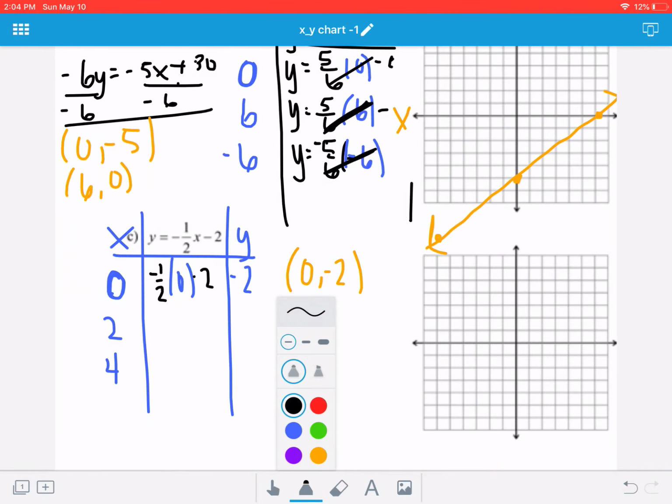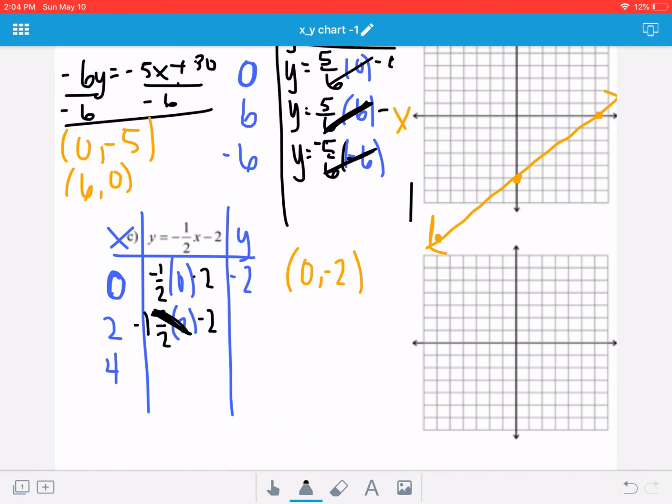If I plug plus 2 in, -1/2 times 2 minus 2. Well, -1/2 times 2, this would become -1. -1 minus 2 more is -3. So this would be the ordered pair 2, -3.